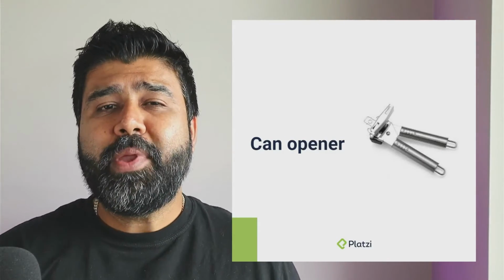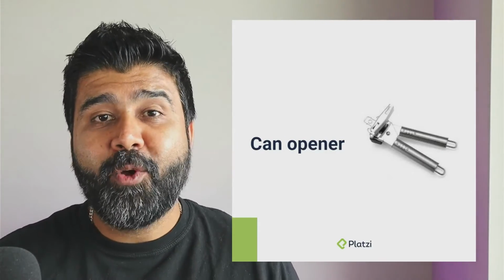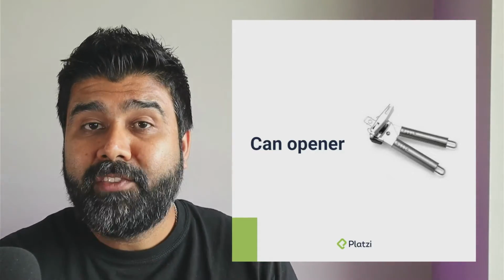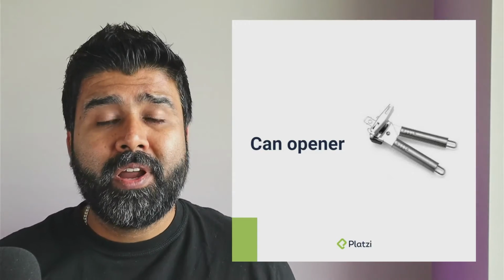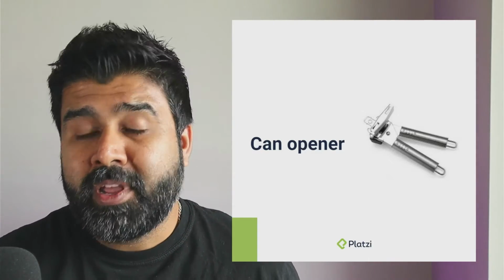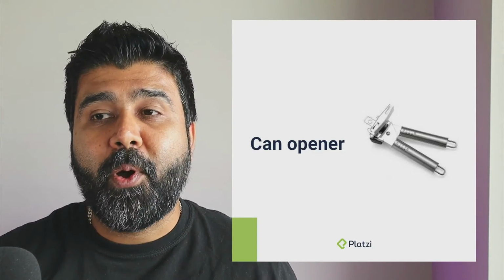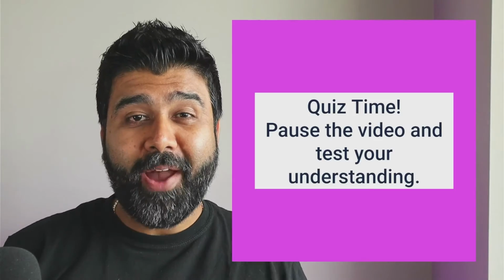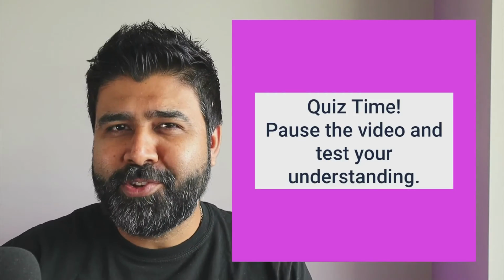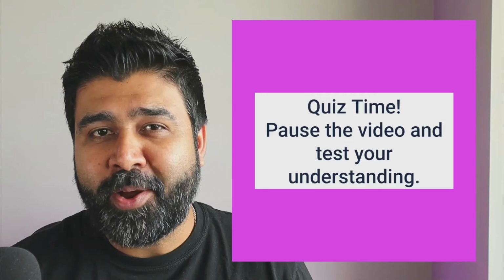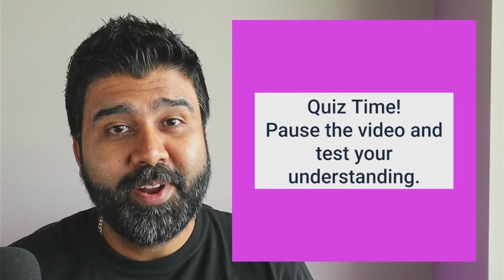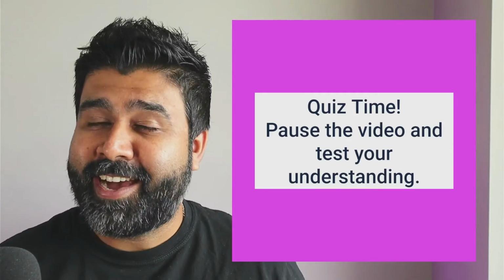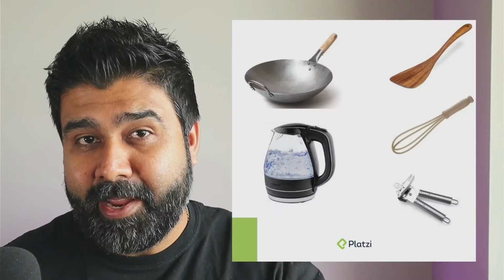And lastly, we have something called a can opener. A can opener is when you want to open cans of tuna or other things like corn. This allows us to open the cans. So at the end of this video, I promised you that there was going to be a quiz. I hope you are taking some notes because right now is the time to test your understanding.